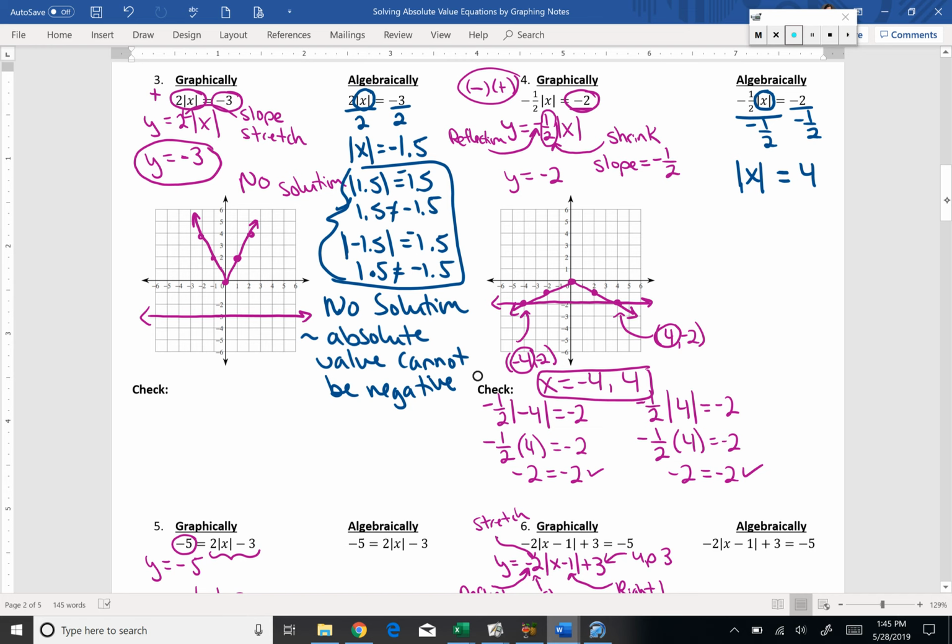So now I have the absolute value all by itself. So the piece inside, which is just an x, could be the positive case of positive 4. What's inside those absolute value bars could also be the negative of that same number. Absolute value of 4 is 4. Absolute value of negative 4 is also 4.